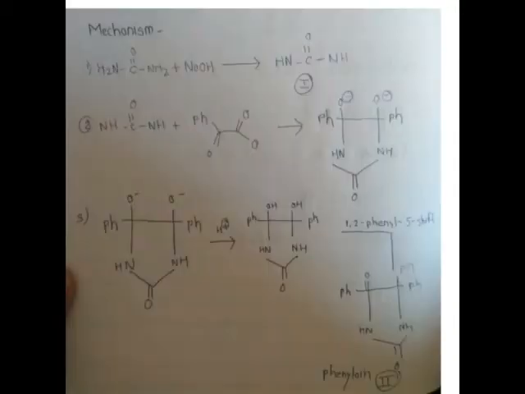Now for the mechanism, we can find that first we are taking the urea, and to the urea we are adding the sodium hydroxide. So what happens when we are adding the sodium hydroxide?